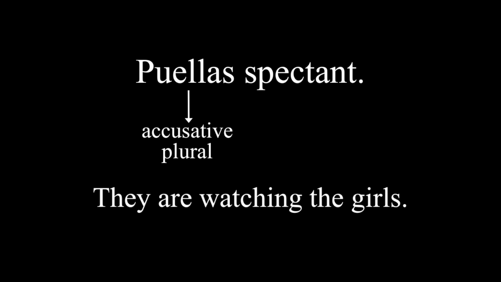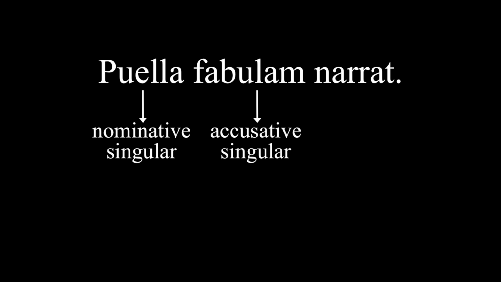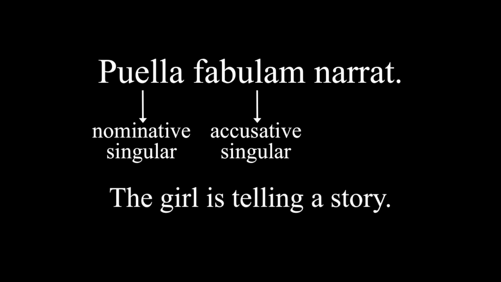All right, so let's try a few examples. In each one, we'll identify which words are nominative and accusative, if any, and then use that information plus the verb ending to translate the sentence. First one, puella fabulam narrat. Okay, so puella is the nominative singular form. Fabulam is an accusative singular. Therefore, the sentence means the girl is telling a story.